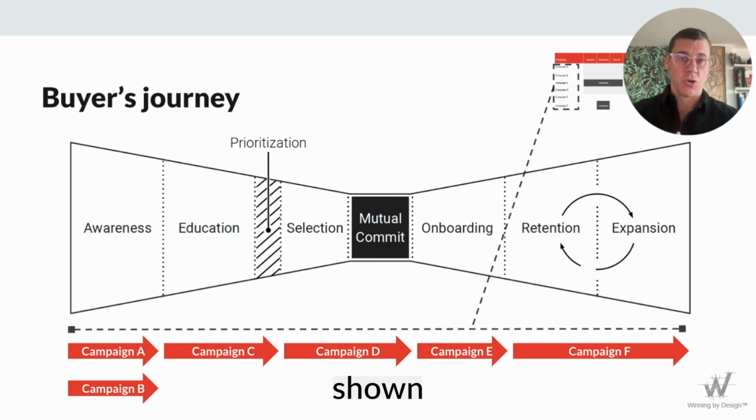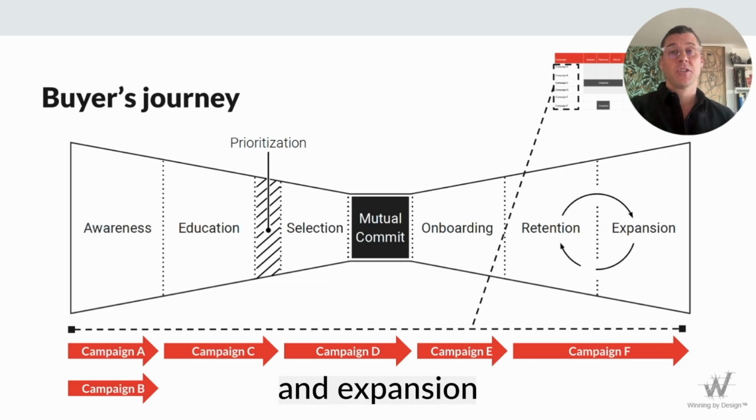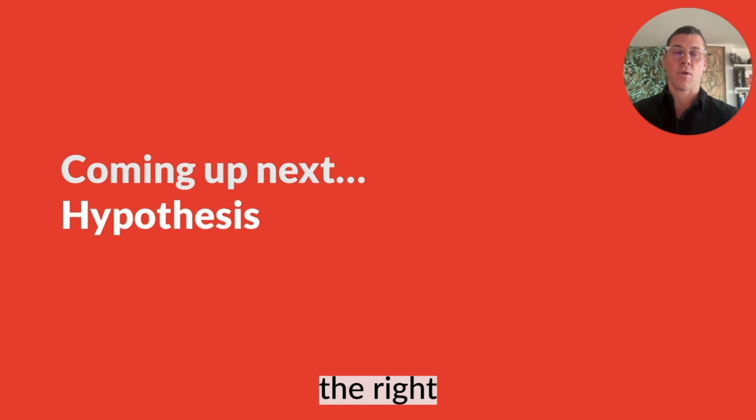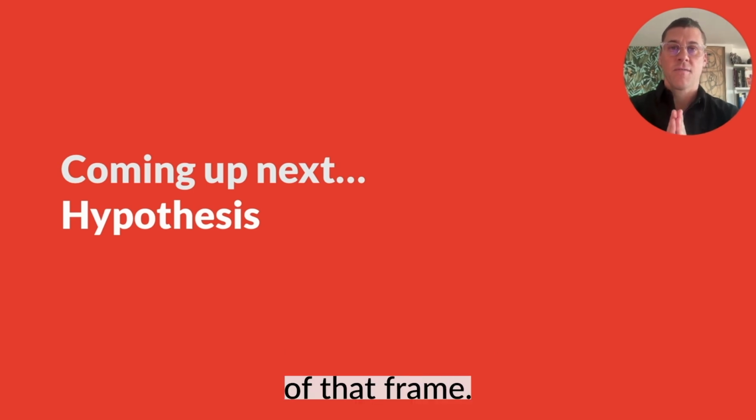The visual shown represents the bow tie model as developed by Winning by Design. To keep things simple, if you've never seen this, to the left of mutual commit, in the middle, you'll note the inverted version of the traditional marketing funnel. What this flipped version is expressing is the potential for growth and expansion within the existing customer base, which is on the right-hand side of that frame.